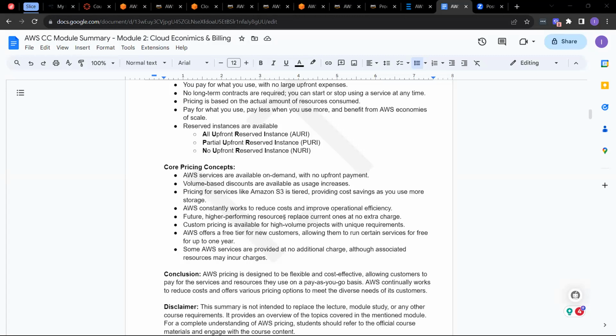And as the customer base is increasing, AWS is still working to reduce cost, right? They are also investing in higher performing resources, and this one is at no extra charge to the users or customers. They also provide custom pricing for those who utilize high volume services or high volume workloads, right?